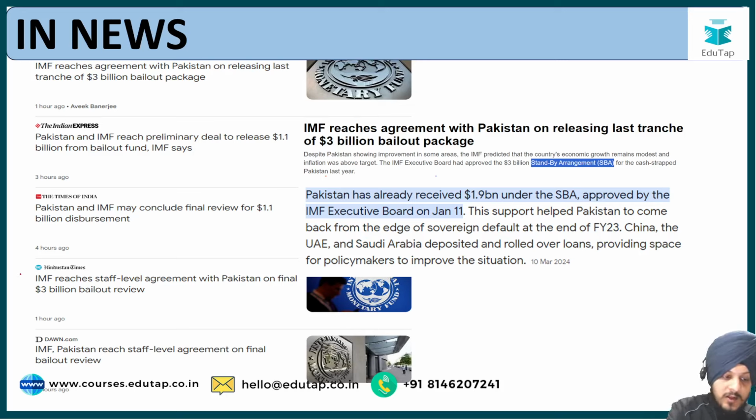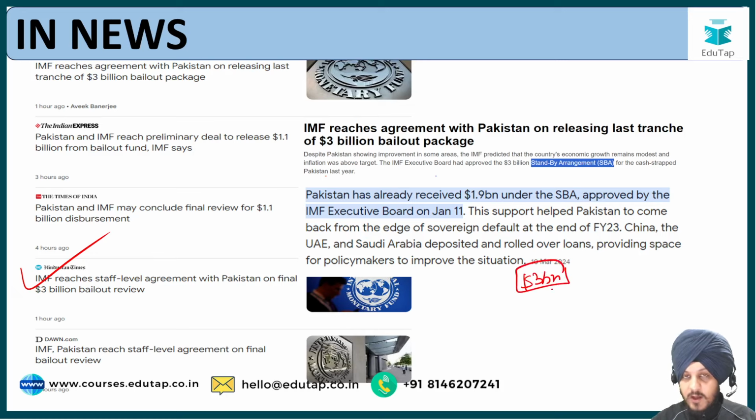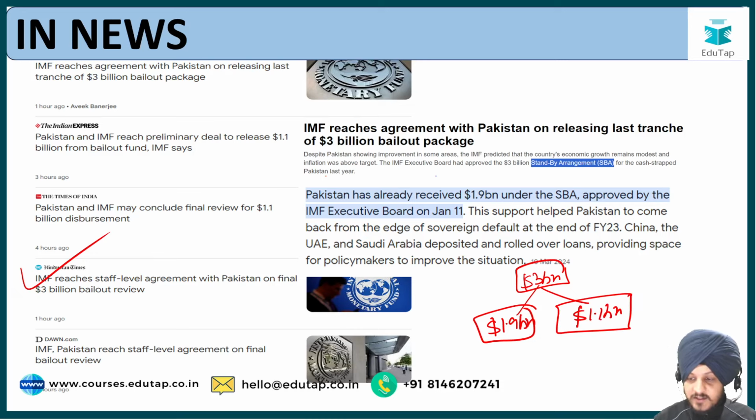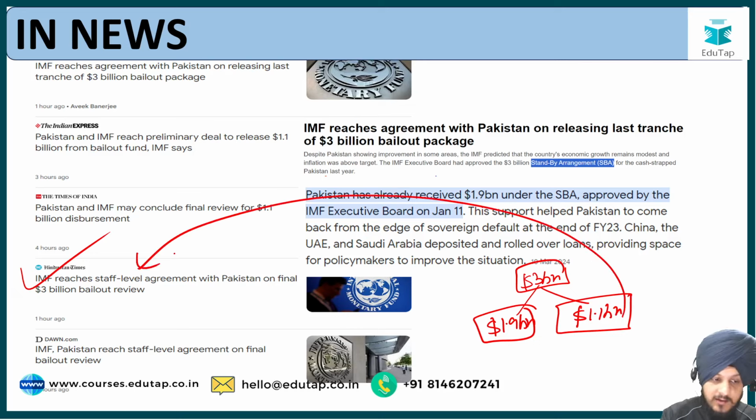So as per the news, the IMF has reached staff level agreement with Pakistan on final $3 billion bailout review. Now what does it mean? So the background of this news is that last year Pakistan asked for $3 billion from IMF, and out of this $3 billion, $1.9 billion has already been disbursed by the IMF to Pakistan. Now the left amount is $1.1 billion, and this news is regarding this $1.1 billion that has reached the staff level agreement with Pakistan on final $3 billion bailout review.